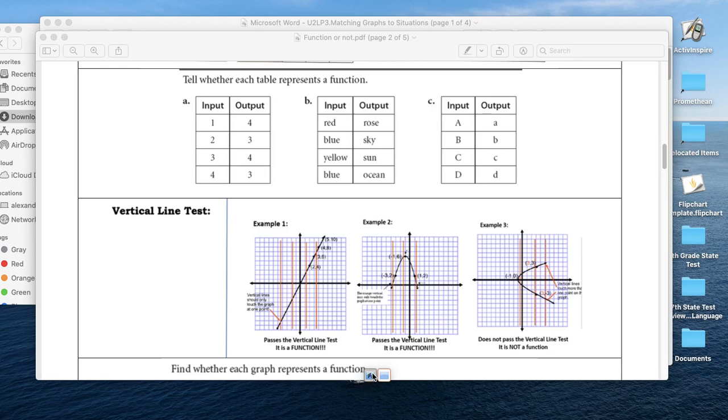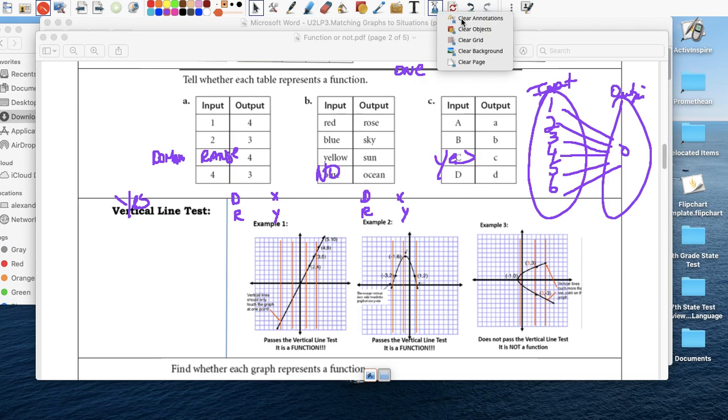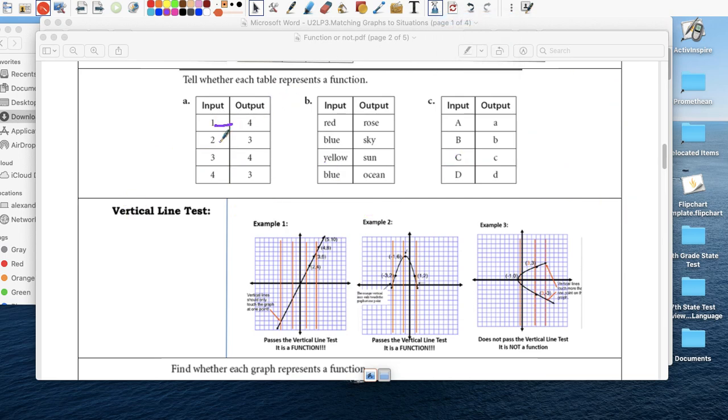This one looks okay. Every input has a single output, so 1 to 4, 2 to 3, 3 to 4, 4 to 3, that's okay. Red is rose, blue is sky, yellow is sun, blue is ocean. Okay, issue. Blue has an output of sky and an output of ocean, so this is a no, not a function.